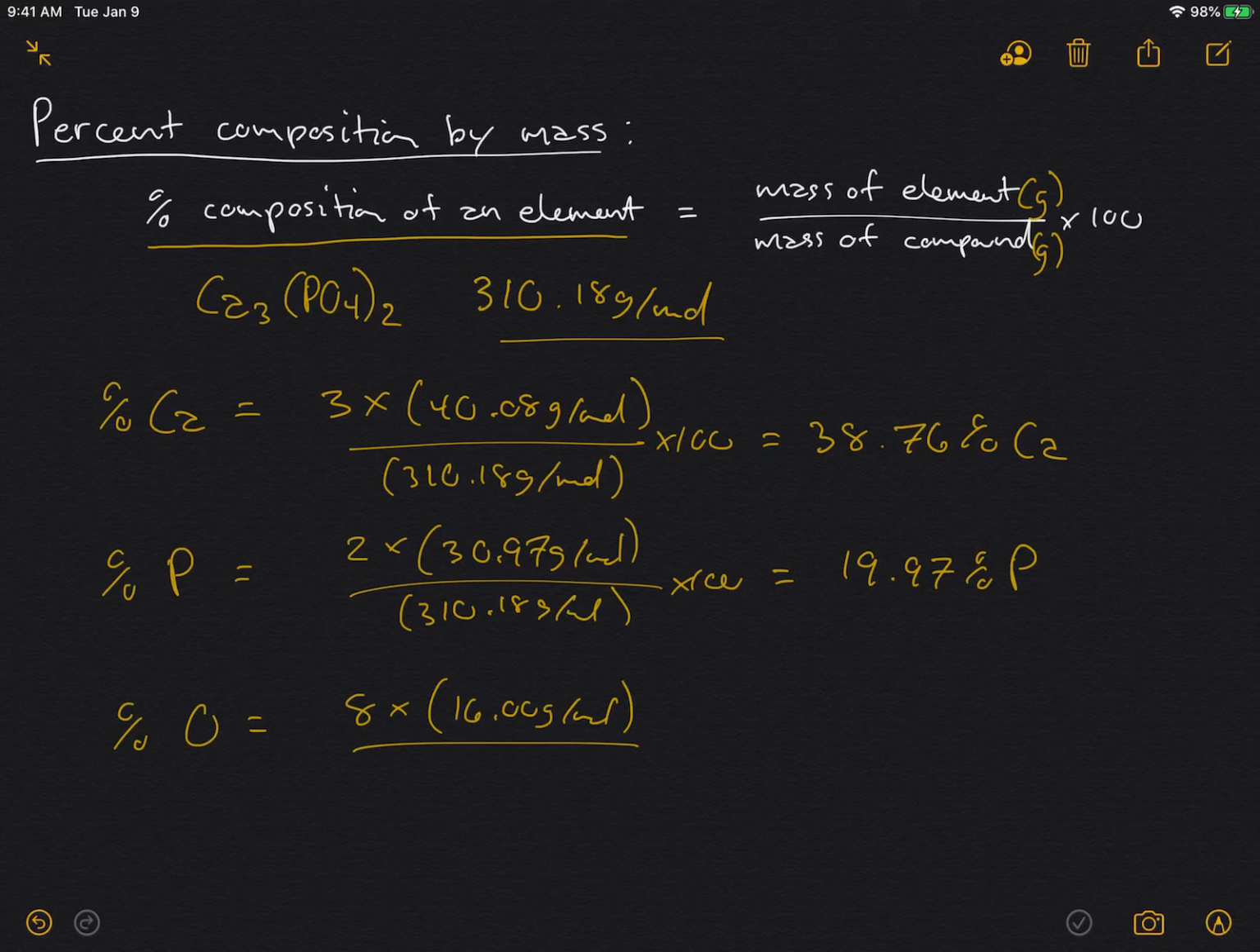I always round to 2 decimal places because that's accurate enough. And you don't want to spend time on an exam or a quiz writing down all the digits you see on your periodic table or punching them into your calculator. And for this type of problem, there are no significant figures, right? Because you're just looking up the numbers on the periodic table. So the percentage of oxygen in this compound is 41.27%.